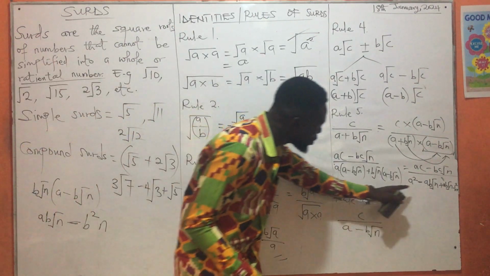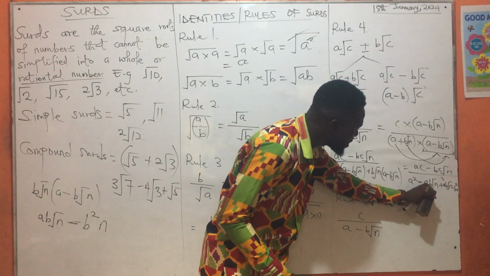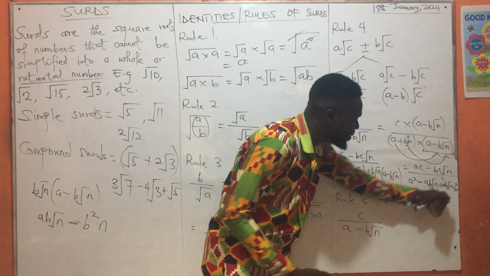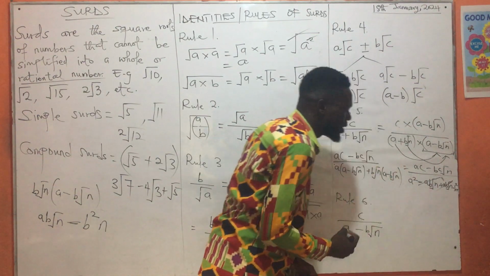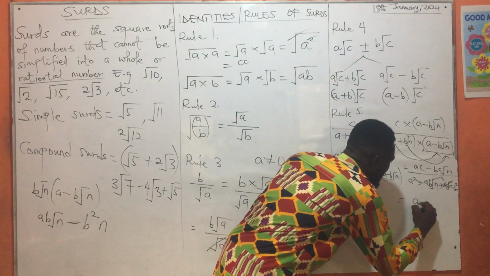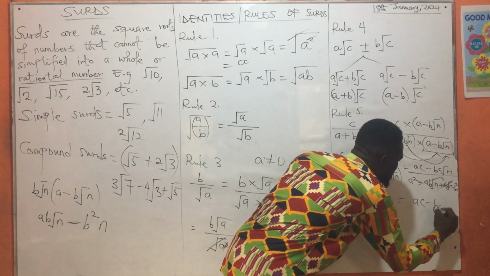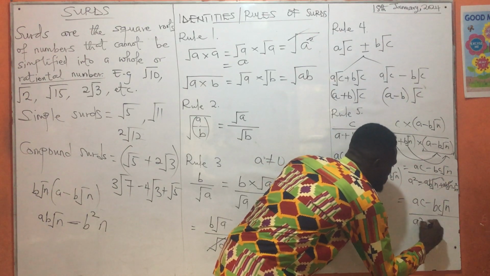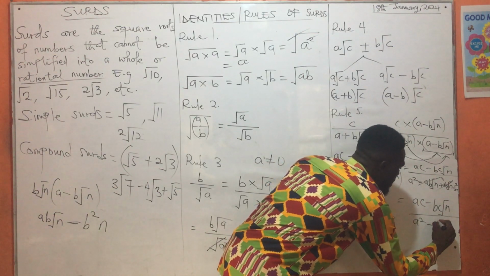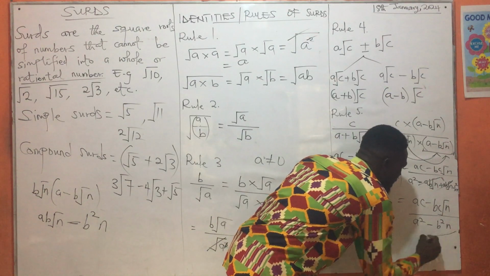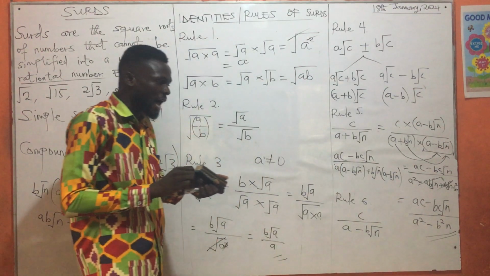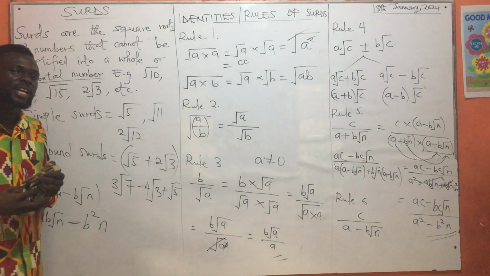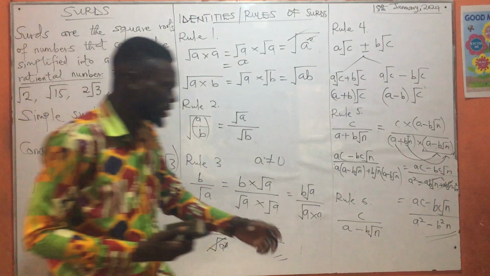Now when you look at the middle terms, you can see that positive AB√n and negative AB√n cancel out. So you have the expression as AC minus BC√n, all divided by A squared minus B squared n. And this becomes your answer if you are to work with values.